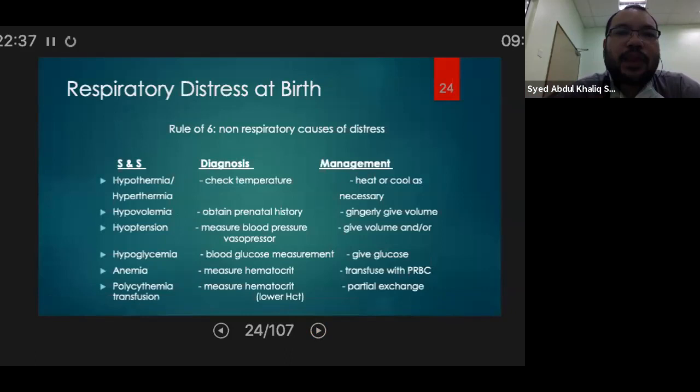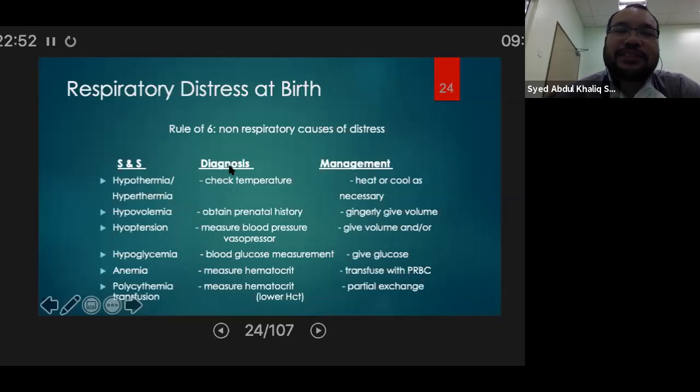Okay, we've mentioned before, respiratory distress at birth. If a child is born and we note that the child has respiratory distress, it can be a respiratory cause or a non-respiratory cause. What are the non-respiratory causes of a child being distressed?